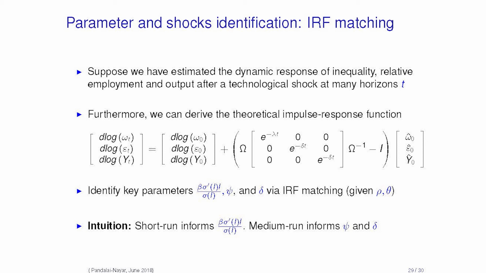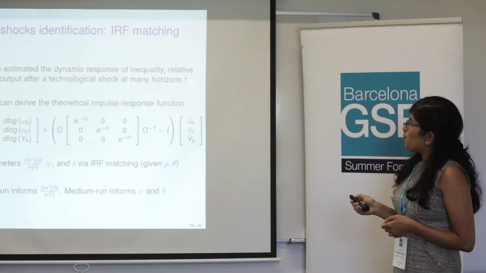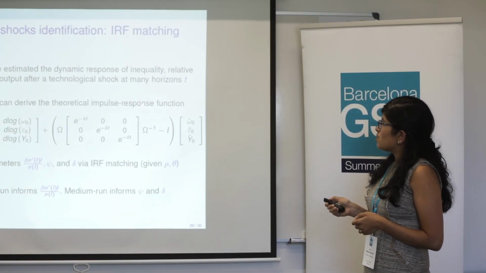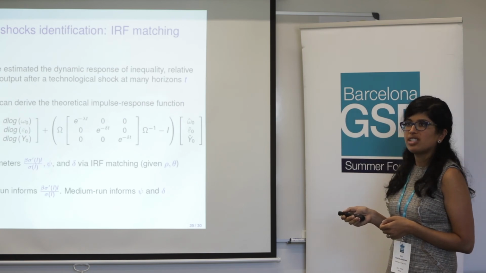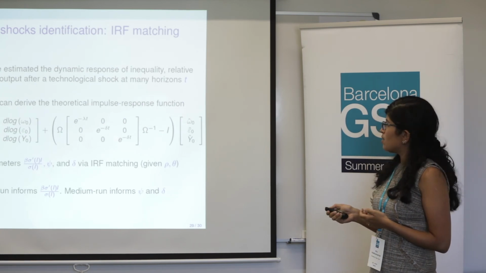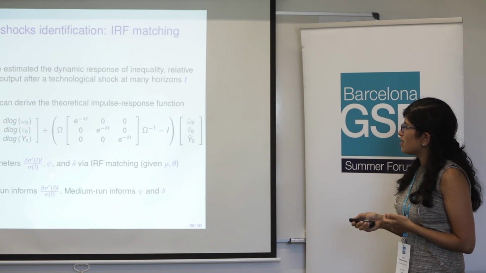So once we've already estimated the response of inequality and relative employment, we have to do output. So we're trying to get data on output. The data doesn't have output in it, so we need to bring in external data. With the empirical impulse response functions, we're going to match them at different horizons to the theoretical impulse response functions that we derive from the model. And we can use that to estimate the parameters.